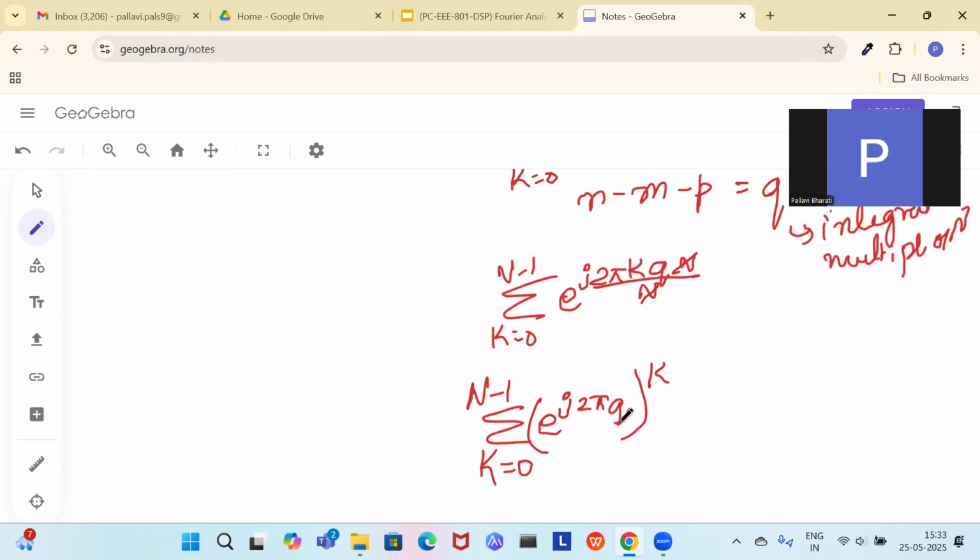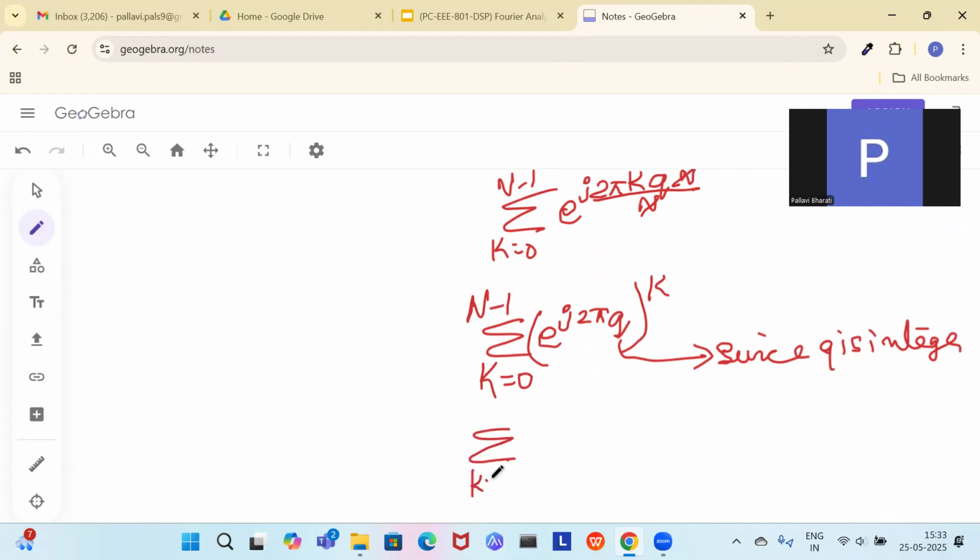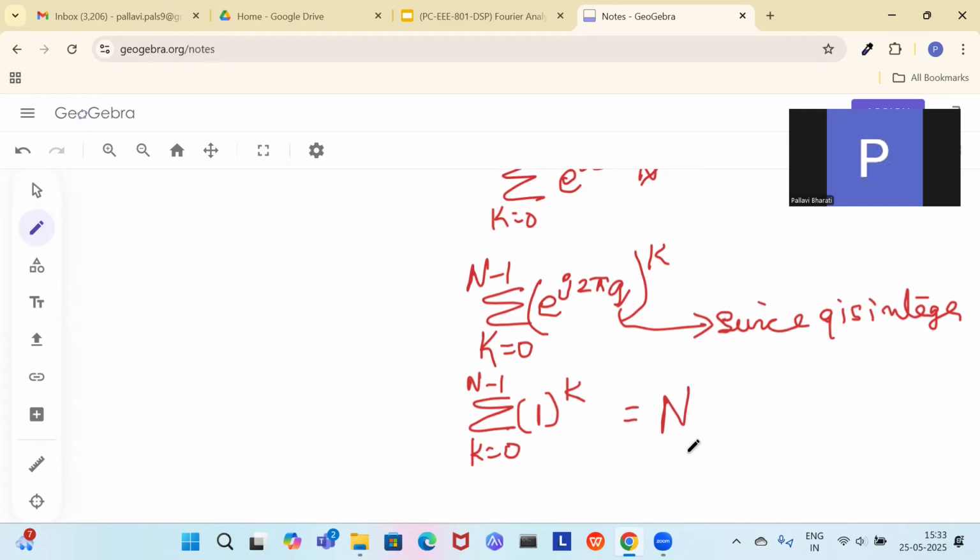Now q was an integer. Since q is an integer, this full thing is equal to 1. So this is summation k equals 0 to N minus 1, 1 to the power k. Now this is going to become equal to what? You are doing it how many times? 0 to N minus 1 means you are adding 1 N times. So the answer is going to be N itself. Now this value we will put over here.